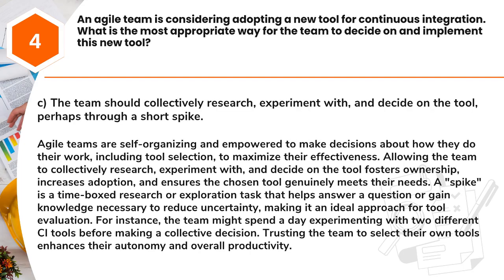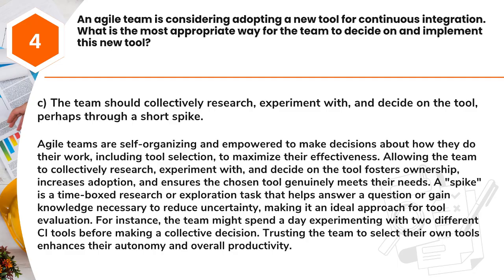Answer: C. The team should collectively research, experiment with, and decide on the tool, perhaps through a short spike. Agile teams are self-organizing and empowered to make decisions about how they do their work, including tool selection, to maximize their effectiveness. Allowing the team to collectively research, experiment with, and decide on the tool fosters ownership, increases adoption, and ensures the chosen tool genuinely meets their needs.